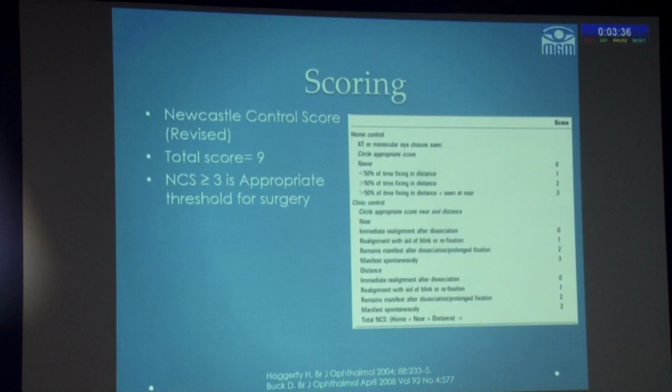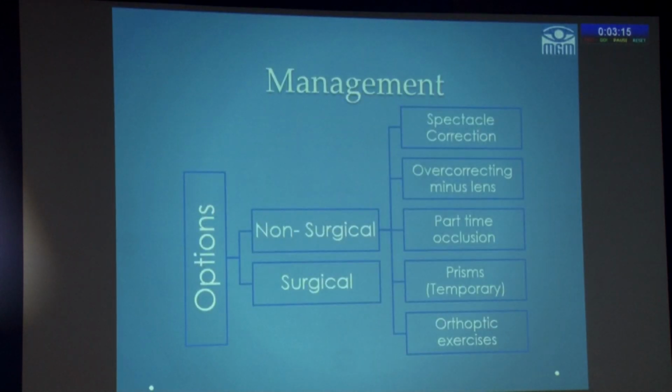The Newcastle team of Buck and Haggerty then devised the Newcastle Control Score, which is basically an easy score. Any score of 3 or more, you can go ahead with a surgical option. But there are other variants to this as well. So this can be considered as a scoring system for your OPD.